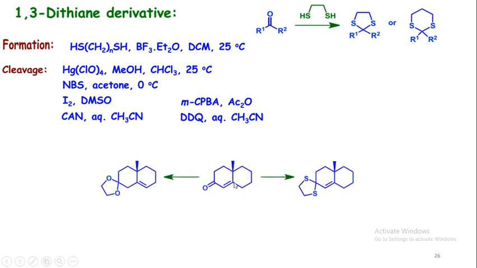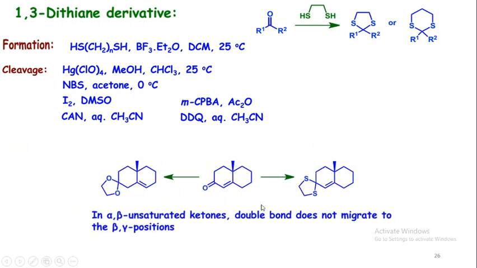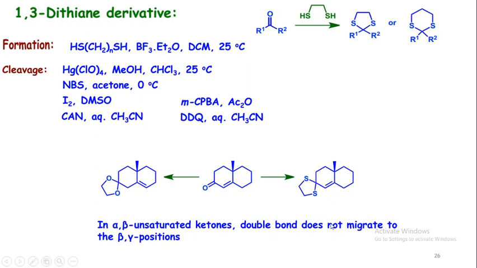This is another example. Here also there is an alpha beta unsaturated carbonyl carbon, and if we protect by using the 1,3-dithiol, then the alpha beta unsaturated bond remains as it is, but if we protect this group by using the diol, then the alpha beta double bond is migrated to the beta gamma position. But in case of this, the double bond does not migrate to the beta gamma position.